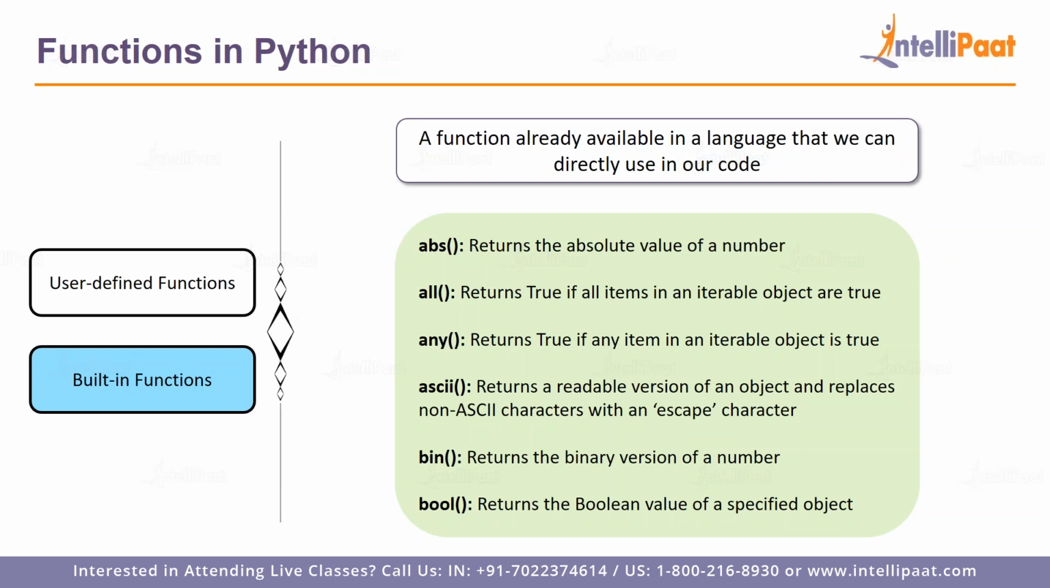Then you have all, which returns true if all items in an iterable object are true. So if I have a list, and everything inside that list is true, then it will return true. If any one of them is false, then it returns false. Then we have any, then we have ASCII, then we have bin, which is used to take a look at the binary version. We have bool, and many other functions, min, max, whatsoever. So you can use them if you wish to. If you are trying to perform some task, make sure that there is a function available for you instead of writing your own function.